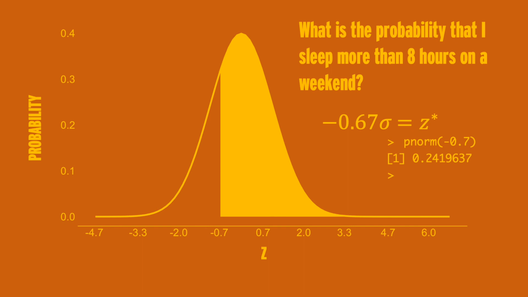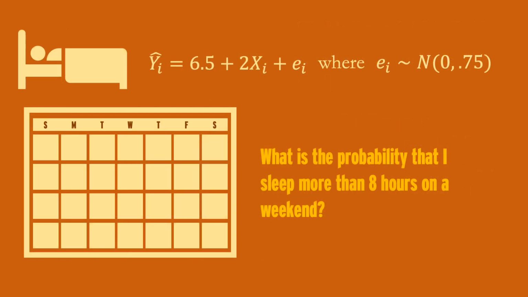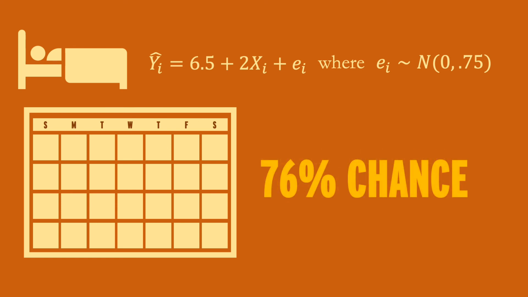But wait, I should get more than 8 hours of sleep on average, considering the average is 8.5 hours of sleep, so 24% doesn't seem correct. Well, that's because 24% represents the left tail of the distribution. We need to get the complement, so we subtract the probability of being on the left tail from 1 to get the probability of being on the right tail. When we do that, we get 0.758. So, to answer our question, what is the probability that I sleep more than 8 hours on a weekend? 76% based on my model.